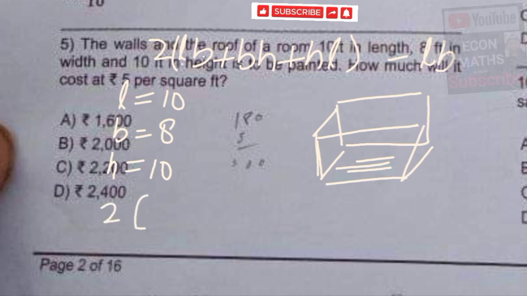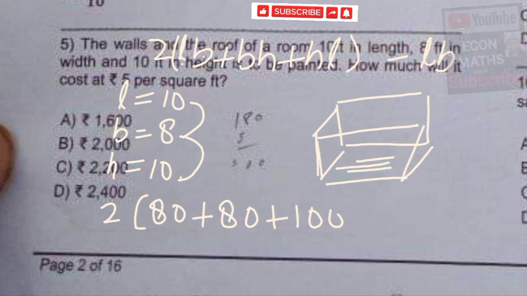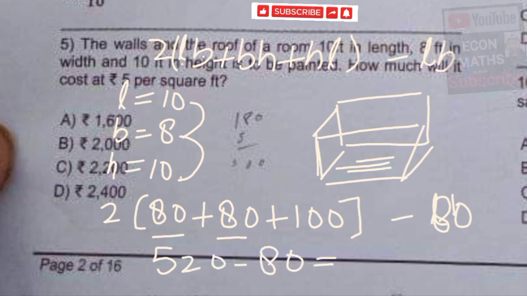Now length into breadth would be 10 into 8, that is 80, plus breadth into height is 8 into 10, that is also 80, plus height into length, that is 10 into 10, that is 100. From that we will subtract the area of the floor, that is length into breadth, that is 10 into 8, which is 80. When solving this, it will come out to be 80 plus 80 is 160 plus 100, that is 260. So 260 into 2 is 520, that is 520 minus 80 is equal to 440.